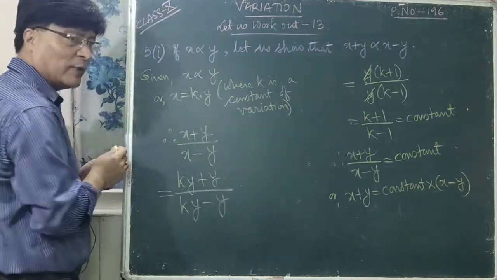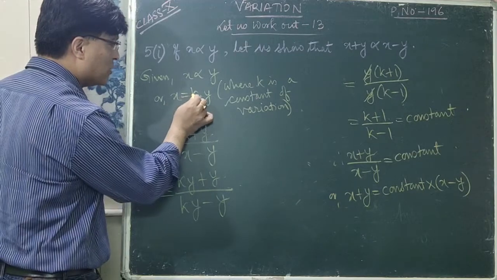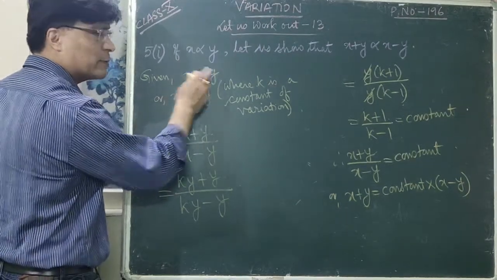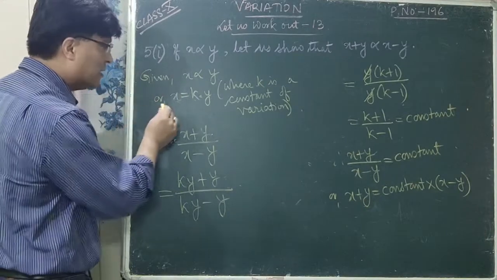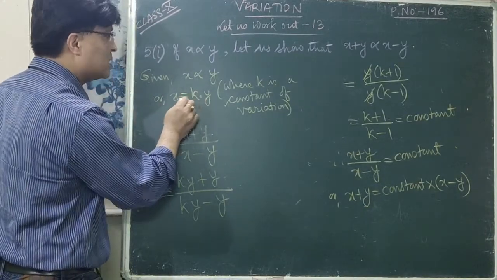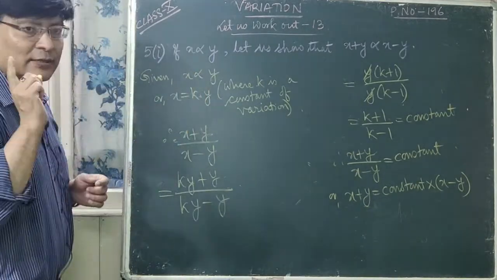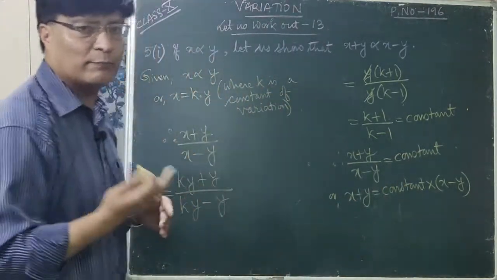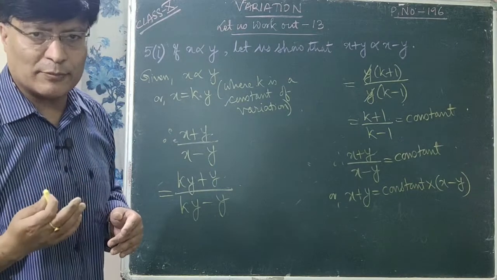Just go the reverse way. If you write x is equal to k into y, so in the first step, what is there? X is proportional to y. So what is the method here? This is equal to k is replaced by proportional sign. So similarly here, this is equal to constant can be replaced by what? Proportional sign. So I think you have understood it.